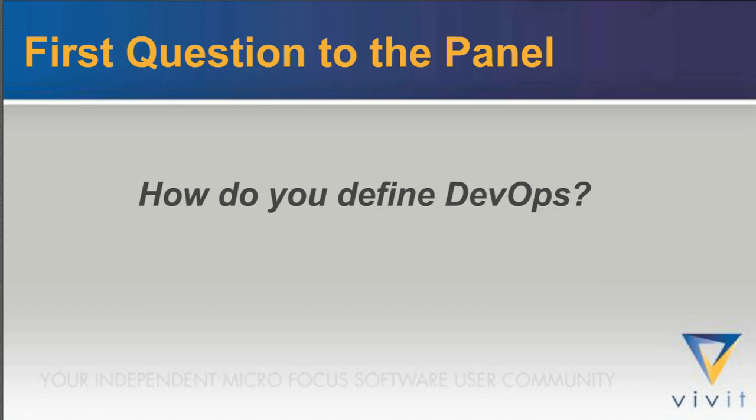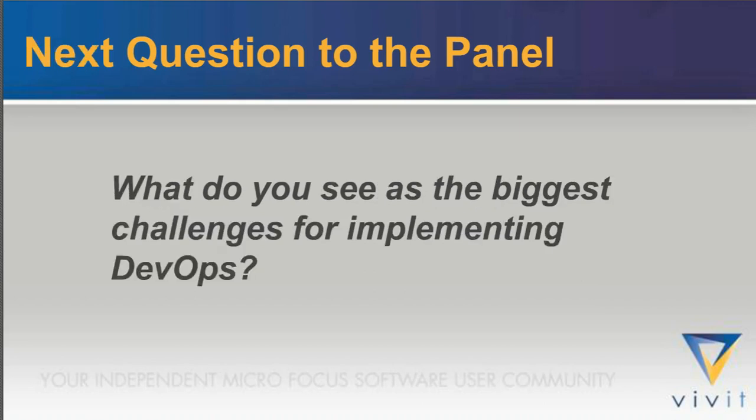It sounds like when implementing change, you're always going to face some type of challenge, which brings us to the next question, which is, what do you see as some of the biggest challenges for implementing DevOps? We'll start off with you, Gary. What do you think?